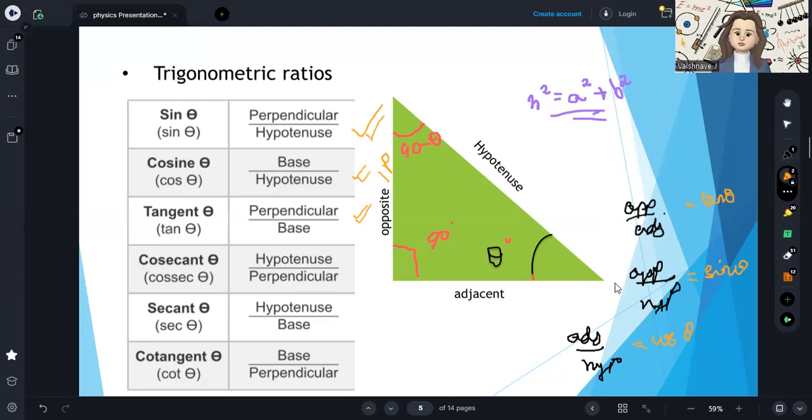Then from these three values, you just flip them. So the opposite of tan is cot, the opposite of sine is cosecant, and the opposite of cos is secant. Same, but flipping them will give you the other three values. So overall, you have six trigonometric ratios to find out a particular value. Clear? Clear with the slide?